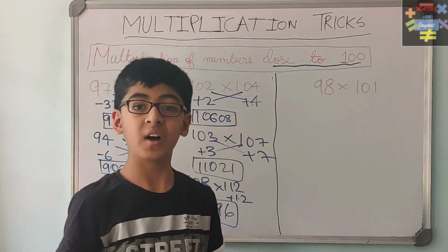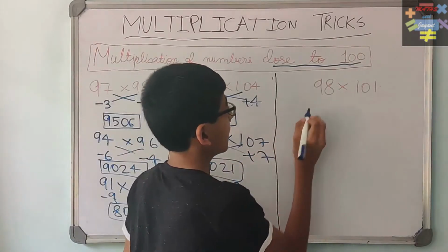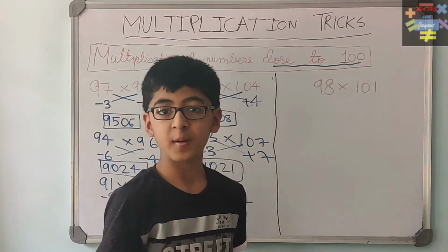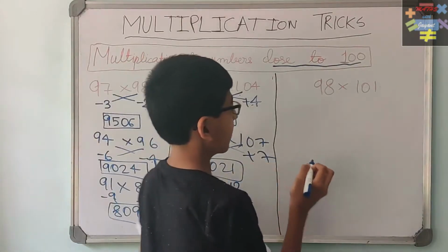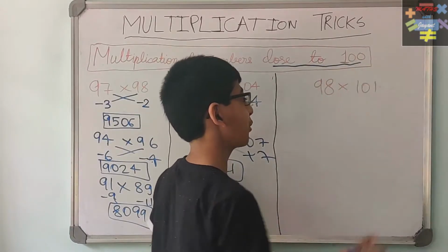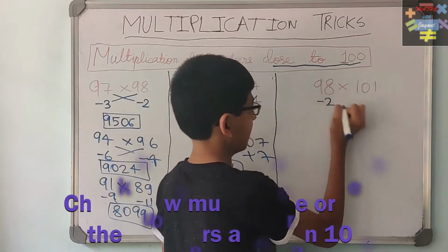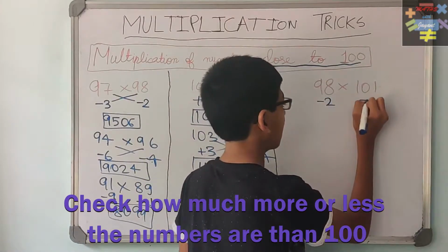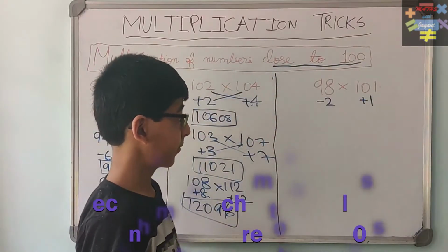Now let us solve a third type. That is, here one number is lesser than 100, the other number is more than 100. How do we solve questions like these? Step 1. Check if this number is lesser than 100, this number is more than 100. We have to check how much lesser this is than 100. This is 2 less than 100. And now we'll check how much more this is than 100. So this is plus 1.